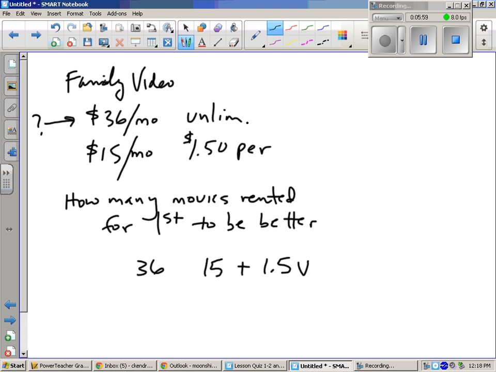So I have to decide, is it greater than or less than that I want to make it? Well, if 36 is going to be the better deal, I want 36 to be less than all of this, the other deal. And I don't want it to be equal to, because I want it to be a better deal. So we solve this the same way we would. Subtract 15.